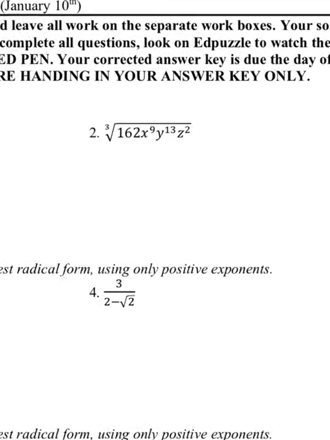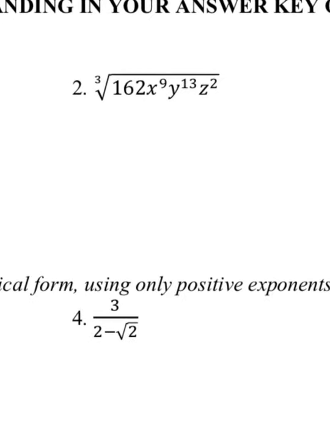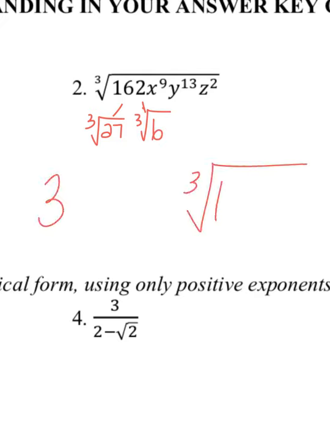For number 2, we have to see now the cube root. So we have to see what's the largest perfect cube that goes into 162. That would be 27 times 6. The cube root of 27 is 3. You still have the cube root of 6.